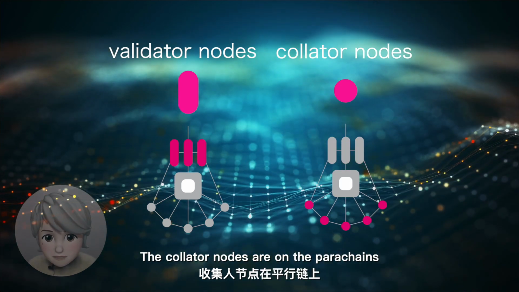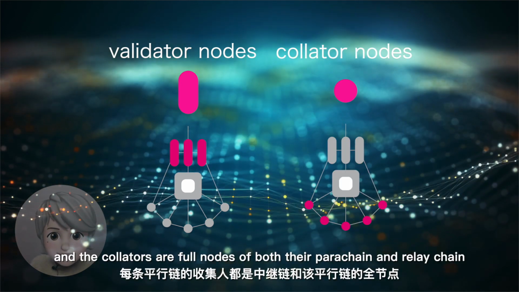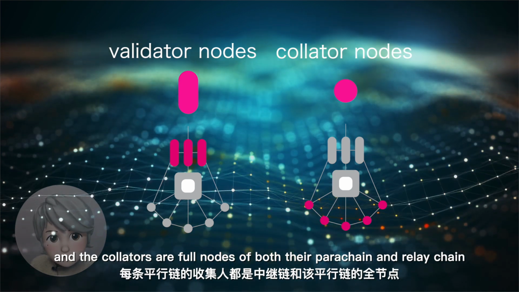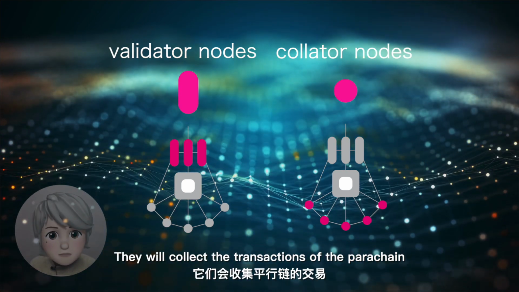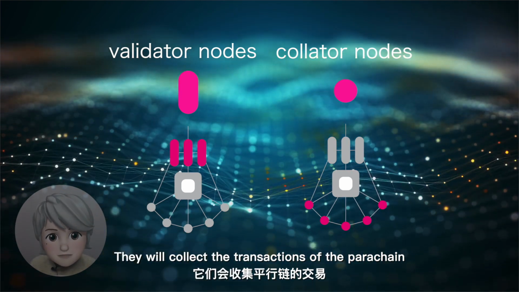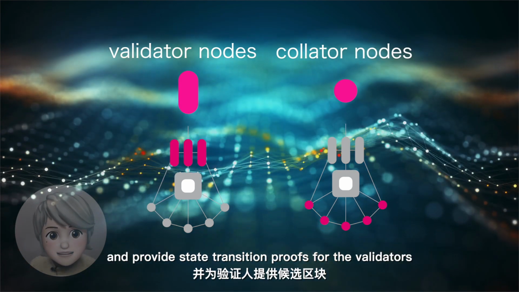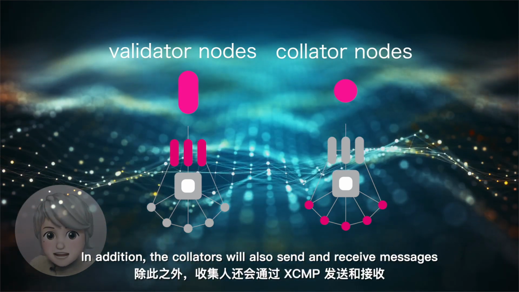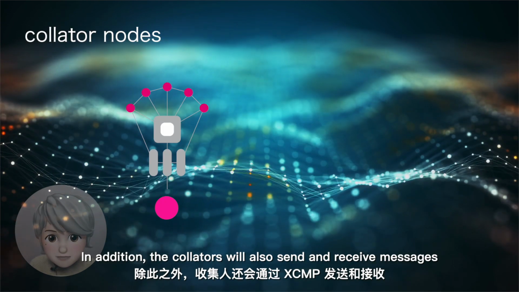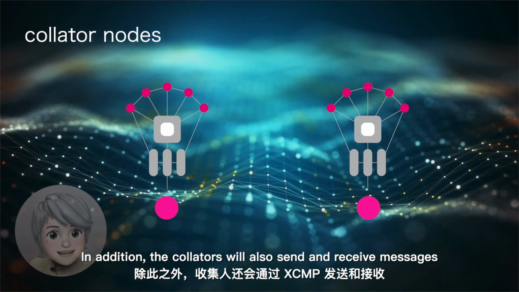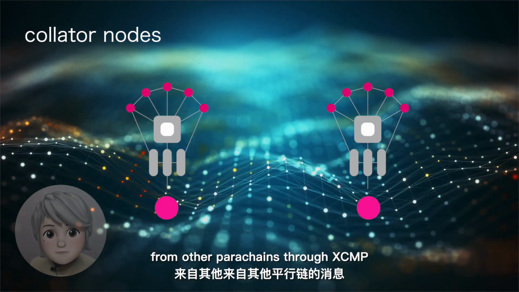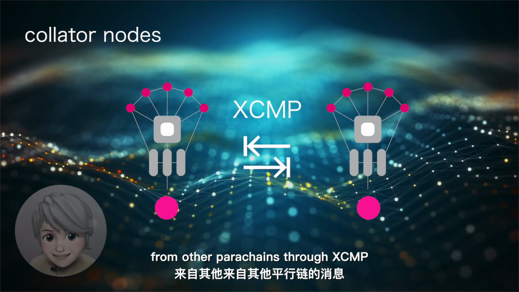The collator nodes are on the parachains, and the collators are full nodes of both their parachain and relay chain. They will collect the transactions of the parachain and provide state transition proofs to the validators. In addition, the collators will also send and receive messages from other parachains through XCMP.